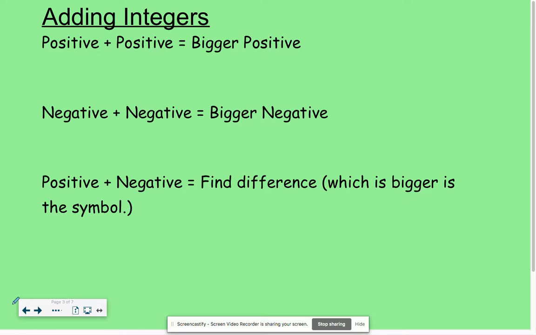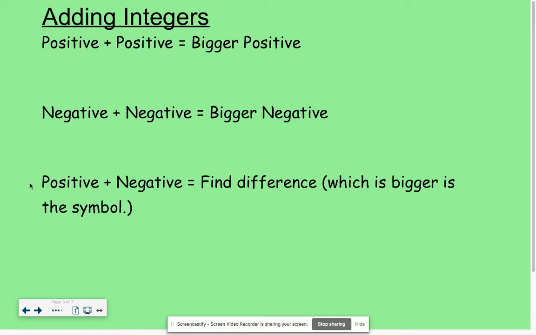When you add integers, if you have a positive number and a positive number, you are going to get an even bigger positive number. This is probably what you've already been seeing the most up to this point in your math career. Lots of positive integers. But now we're going to add in negative integers. If you have a negative number and a negative number gets added to it, you're going to end up with a bigger negative number.